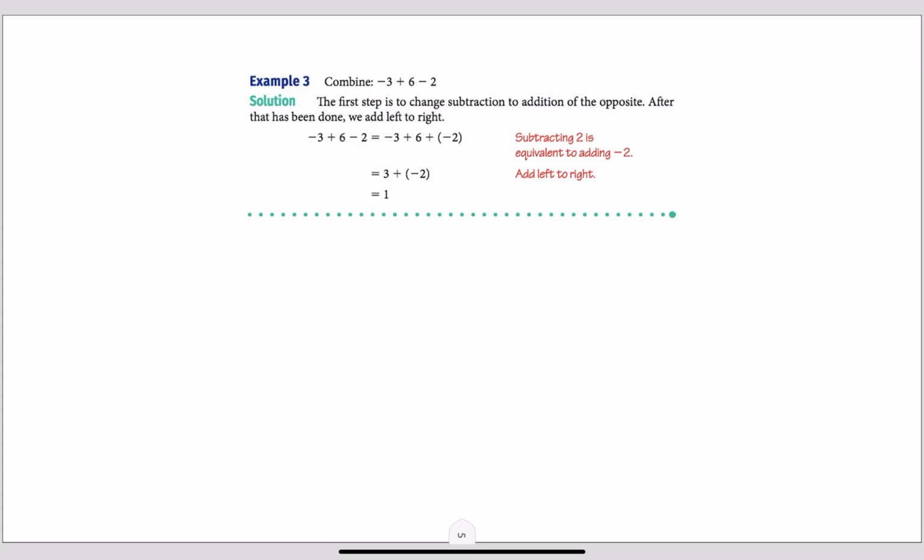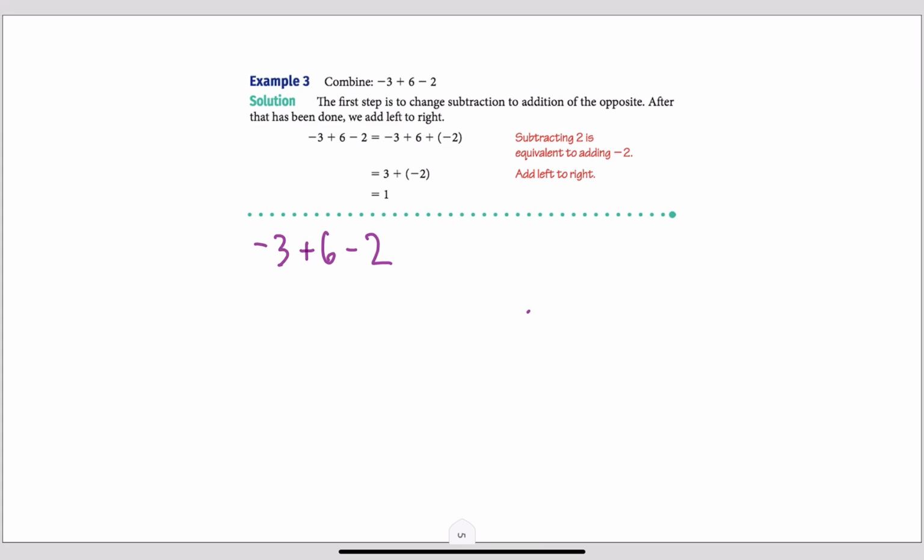Okay, so now that we can add and subtract integers, we can follow the order of operations, adding and subtracting integers. So they want us to simplify this expression, negative 3 plus 6 minus 2. So they want us to combine like terms, right? They want us to simplify as much as possible. So since it's all addition and subtraction, I have no parentheses, exponents, multiplication, or division. I'm going to do addition and subtraction from left to right.